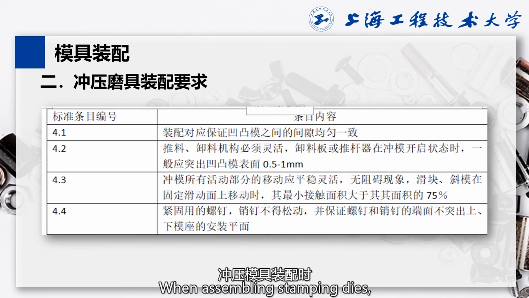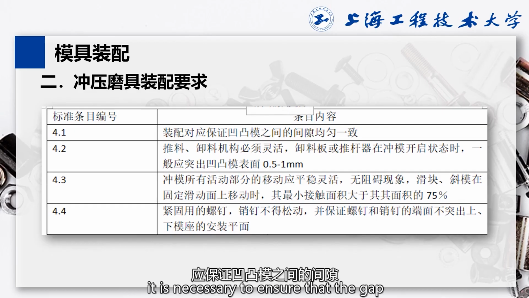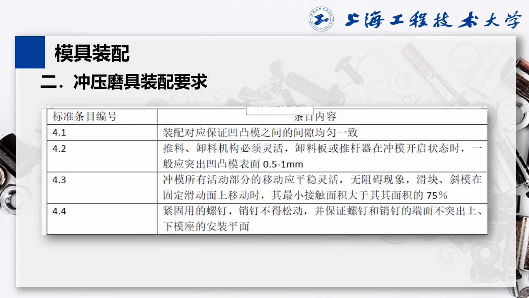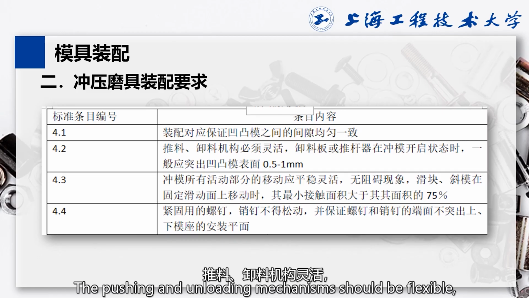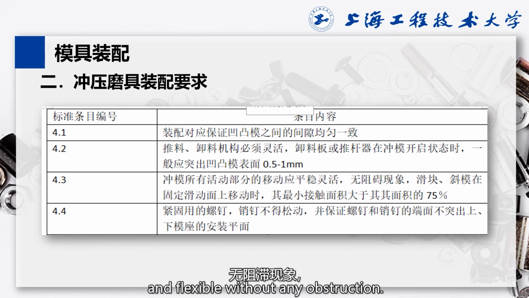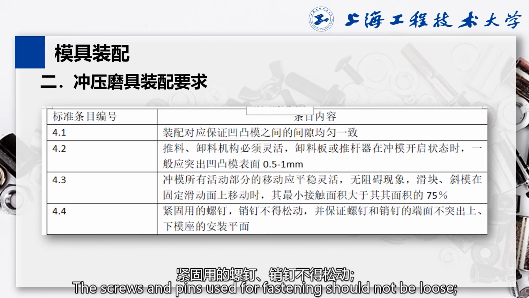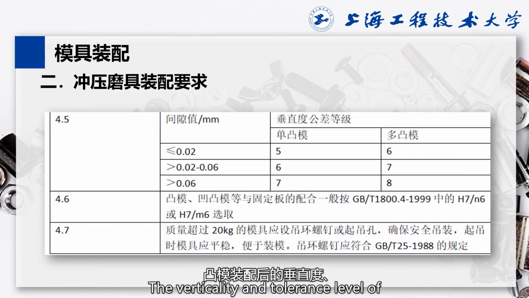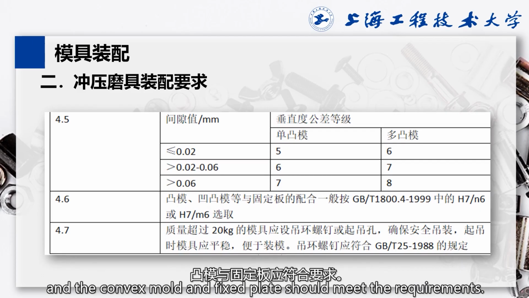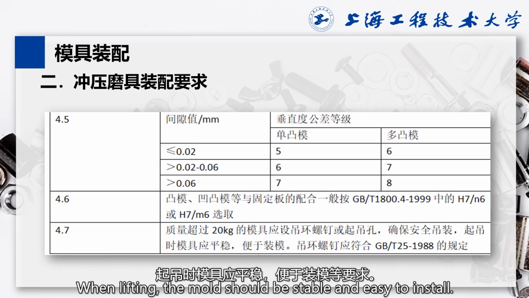When assembling stamping dies, it is necessary to ensure that the gap between the concave and convex molds is uniform and consistent. The pushing and unloading mechanisms should be flexible, and all moving parts of the convex mold should be smooth and flexible without any obstruction. The screws and pins used for fastening should not be loose. The verticality and tolerance level of the assembled convex mold should meet the requirements, and the convex mold and the fixed plate should meet the requirements. When lifting, the mold should be stable and easy to install.